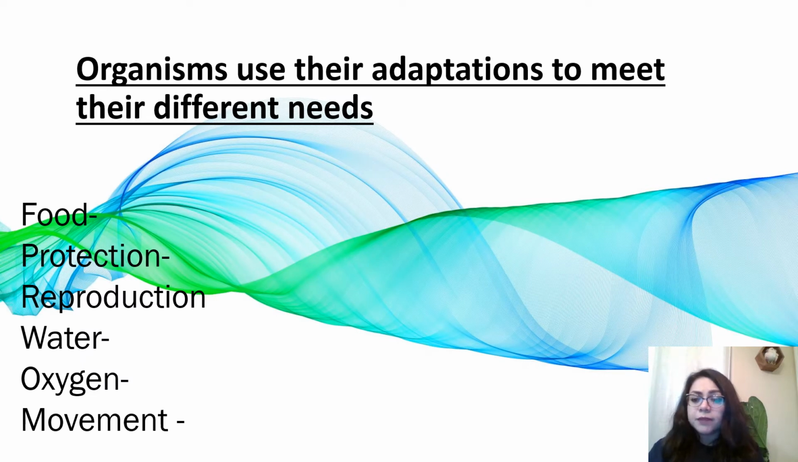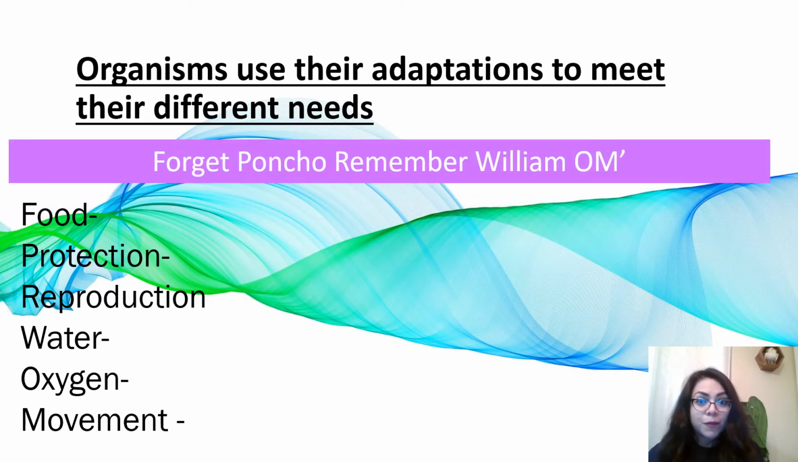Organisms use their adaptations to meet their different needs. Some of the needs they may have will be their need to get food, protection, reproduction, water, oxygen, or movement. And in order to remember all of these needs, we need to remember Pancho William. Remember? We learned that in class.